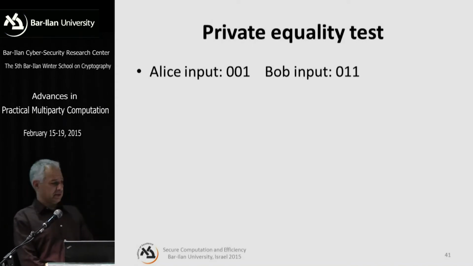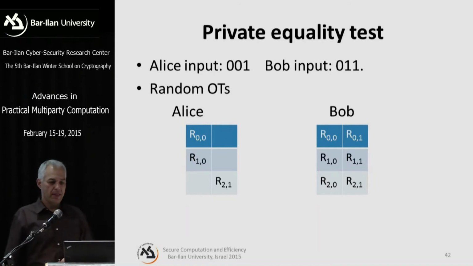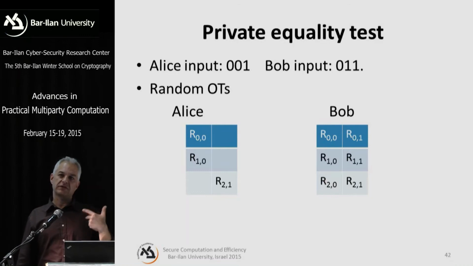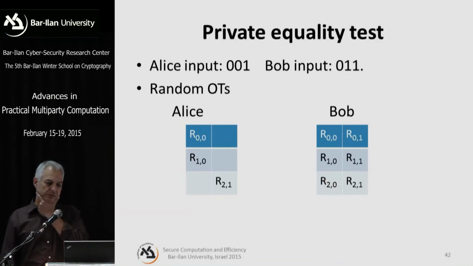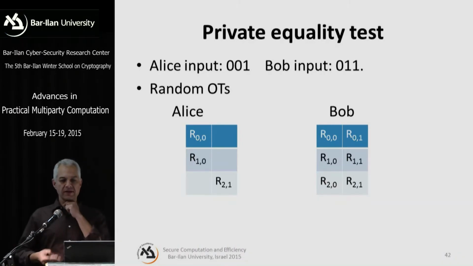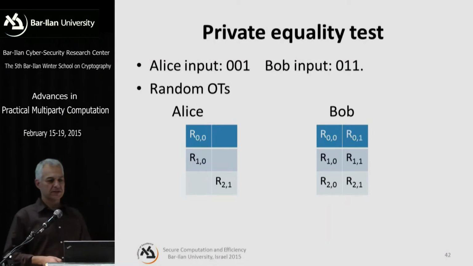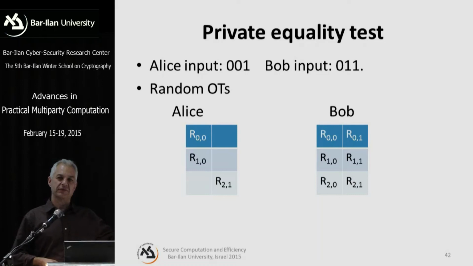Suppose that Alice's input is 0, 0, 1 and Bob's input is 0, 1, 1. And they use random OTs. So they use 3 random OTs because 3 is the length of the inputs. In each random OT, Bob learns the 2 strings, and Alice learns 1 string, and she chooses to learn the string that corresponds to her input bit. So since her input is 0, 0, 1, she learns the first string in the first 2 pairs and the last string in the last pair, because this corresponds to 0, 0, 1.